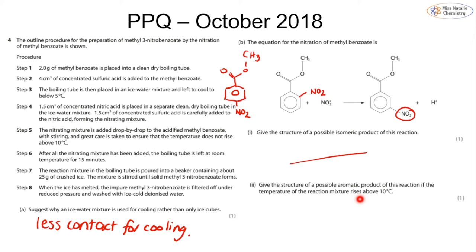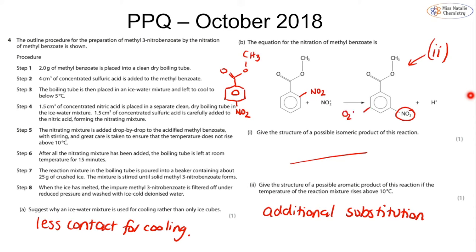And for part 2, give the structure of a possible aromatic product if the temperature of this reaction rises above 10. Well, if that happens, then we're going to get additional substitution. So instead of getting our mono-substituted product, we would probably get a di or tri-substituted product. So I'm going to draw up the answer to part 2 on this one. So you could get something like that, or you could also get something like that. Any one of those would be accepted.